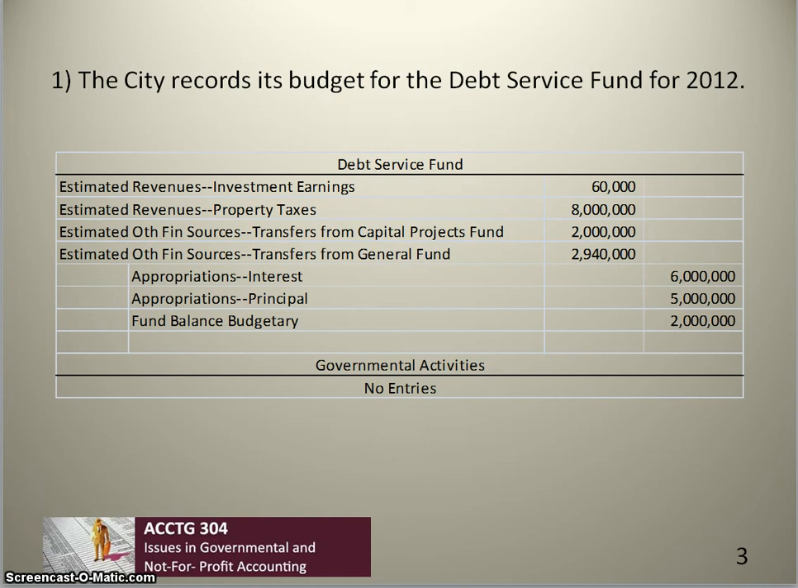Also, finally, the city has promised bondholders that it will retain $2 million of the bond proceeds in its debt service fund as a reserve for the protection of bondholders. So we will show in the budget the estimated financing source, the transfer of $2 million of the proceeds from the capital projects fund, and the increase in fund balance, in this case budgetary fund balance, by $2 million to indicate that we are not spending that money, we are just holding it in the debt service fund. Of course, there are no budget entries in the governmental activities because, again, we don't use budget accounts in the governmental activities.